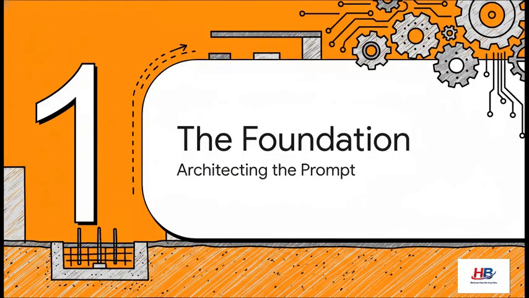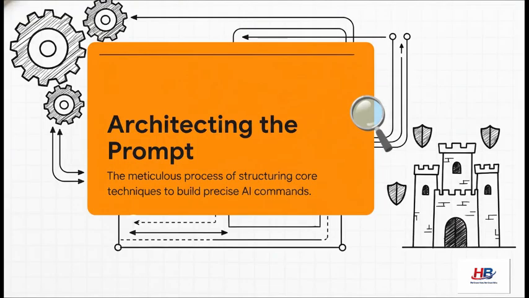So, let's lay the groundwork. Section 1, Architecting the Prompt, the foundation. Now, what's really interesting about this slide is unpacking that word architecting. The process of architecting a prompt is above all else meticulous. It isn't just some fancy buzzword for writing. It's a highly deliberate methodology. It involves looking at your raw materials, your core techniques and your templates, and piecing them together to build unbreakable AI commands. When you architect, you're controlling every single variable before the AI even generates a single word.